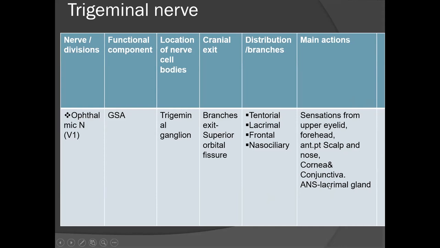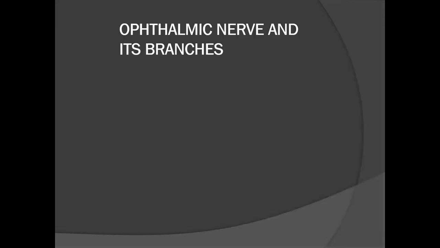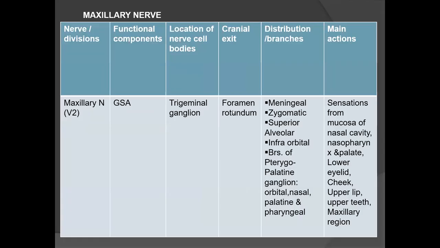But the postganglionic fibers, of course, need to take the help of the lacrimal nerve to reach the lacrimal gland. So the preganglionic fibers for the lacrimal gland are associated with the facial nerve, but the postganglionic are coming from the facial. So that is about the ophthalmic nerve.